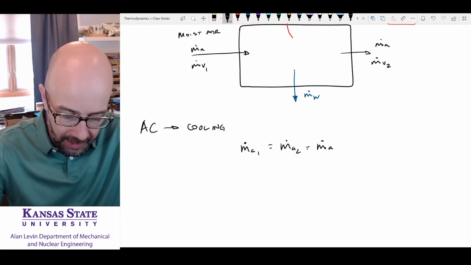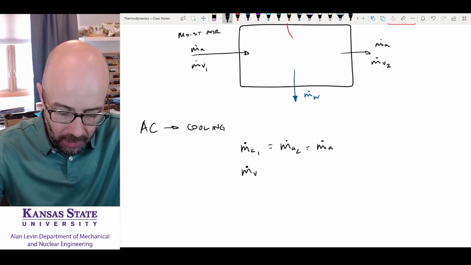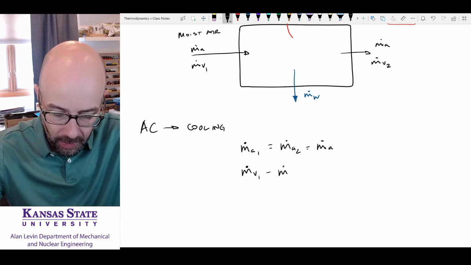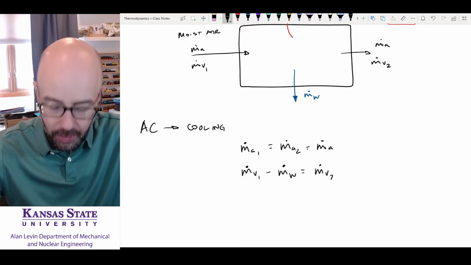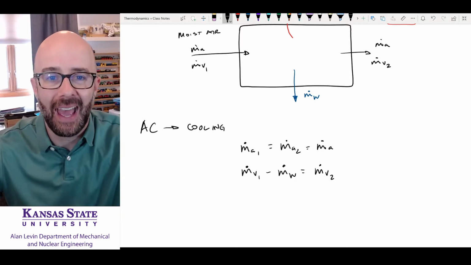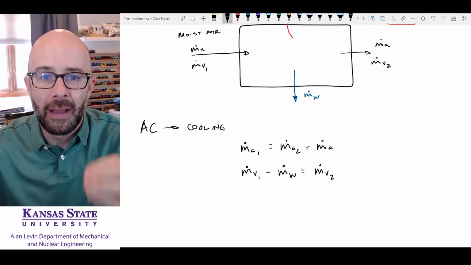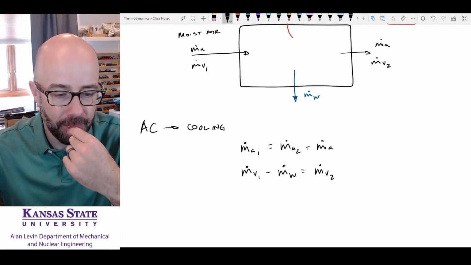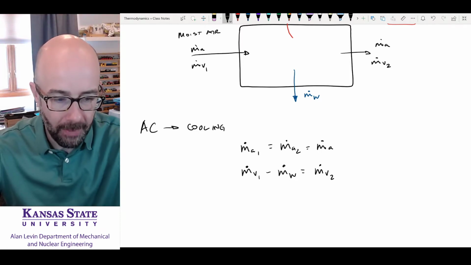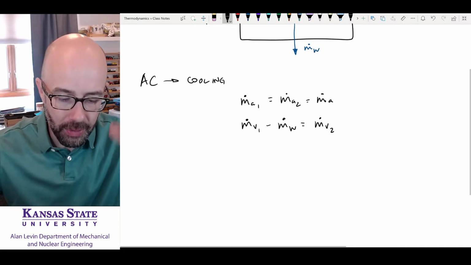Now the mass flow rate of vapor at 1 minus the mass flow rate of water is equal to the mass flow rate of vapor at 2. Basically, I'm looking at everything that has the chemical formula H2O, either in its vapor form or its liquid form. So this is going to be our water. And I also know the following here.